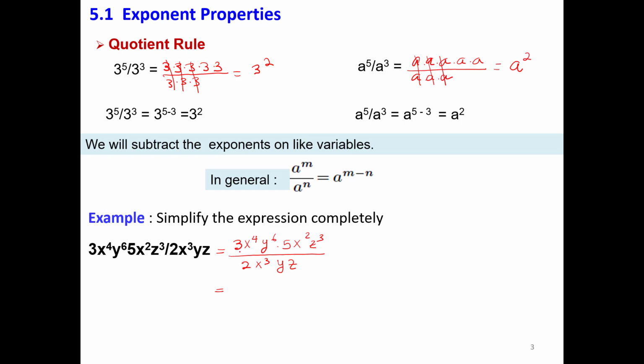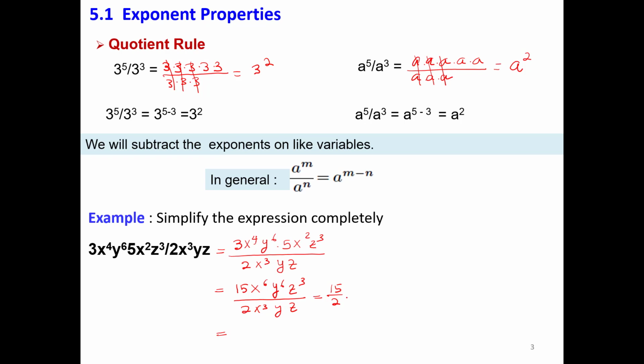Then 3 times 5 is 15x. We have x to the 4 here, x to the second. We have the product rule, and we need to add the exponents. Then 4 plus 2 is 6. The denominator is 2, x to the third, y, and z. Now let's write here. We cannot simplify, we cannot reduce this fraction, so we will write it like that.